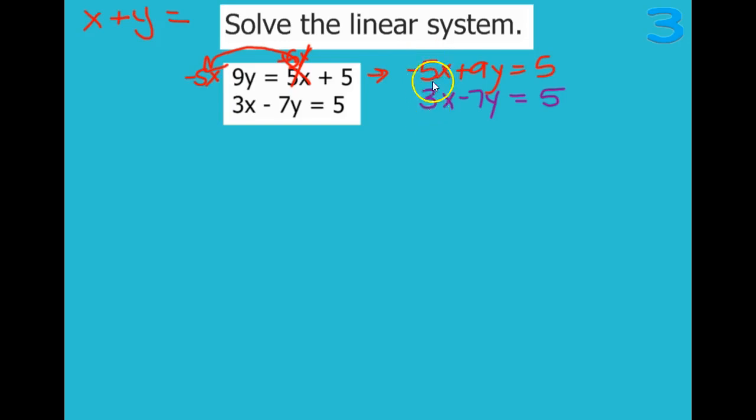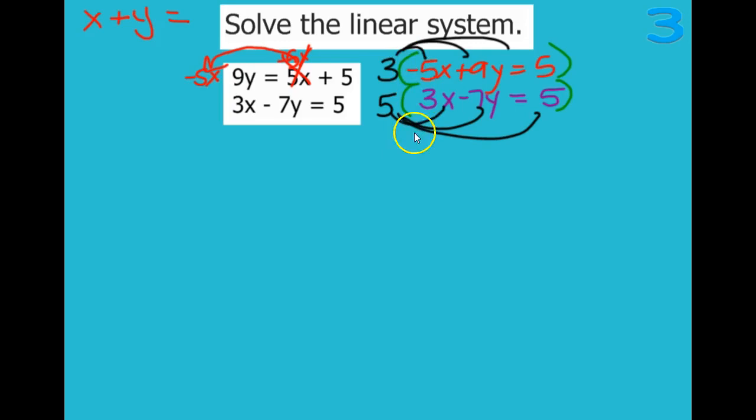Well, 5 times 3 is 15, so if I want both x's to be 15, I'm going to have to multiply both equations. This top equation, to get x to be 15, I would have to multiply by 3, so that would give me 15. And this bottom equation is 3, so I'd have to multiply by 5. So you're really multiplying by the opposite number. So we're going to multiply all these by 3 and all of these by 5 simply to get the x's to be the same number. One's already negative and one's already positive.